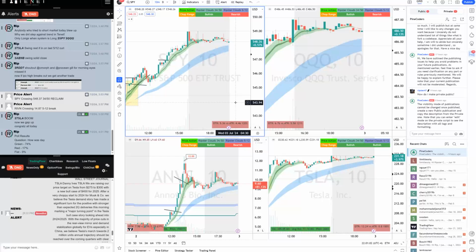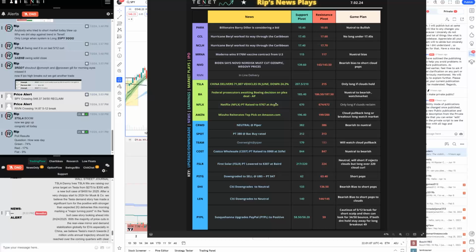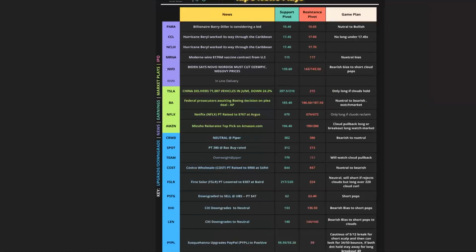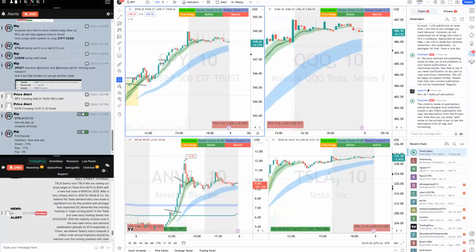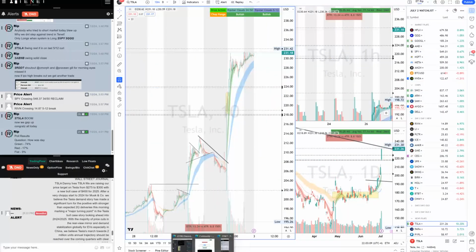Every morning my team is up a few hours before the market open. About 20 minutes before the open, I try to share the full game plan with the community. This was the game plan for today: Para, CCL, NCLH, Mara, Myrna, Tesla, Boeing, Netflix, CrowdStrike. There's a bunch of plays on our watch list today, but the main one was Tesla, which was definitely a nice mover.